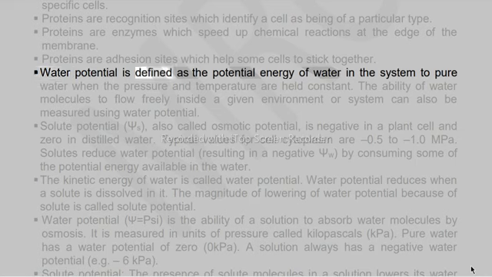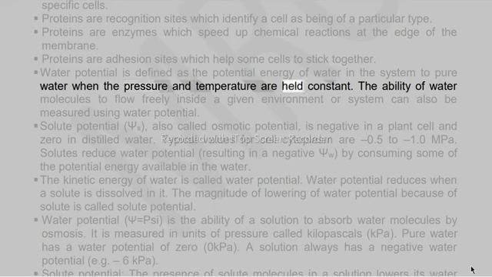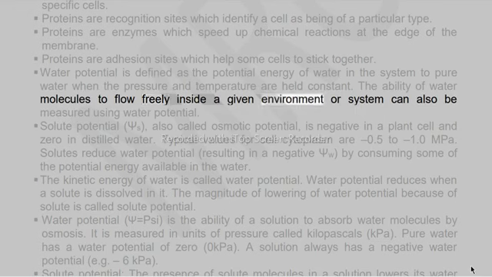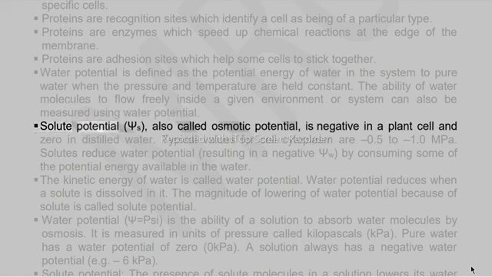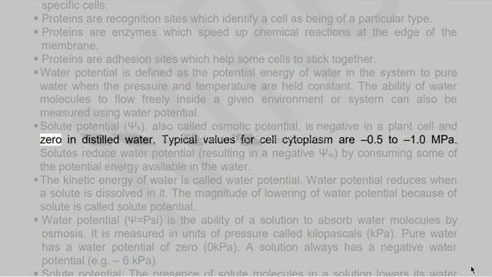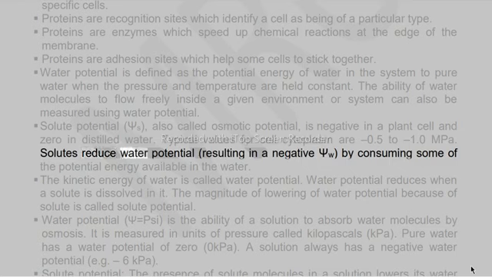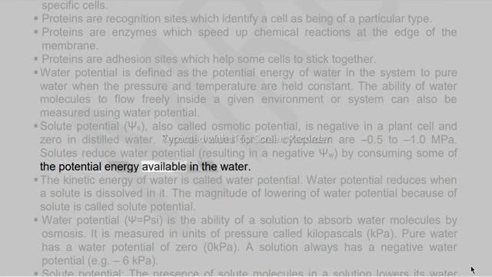Water potential is defined as the potential energy of water in the system relative to pure water when the pressure and temperature are held constant. The ability of water molecules to flow freely inside a given environment or system can also be measured using water potential. Solute potential, psi-s, also called osmotic potential, is negative in a plant cell and 0 in distilled water. Typical values for cell cytoplasm are -0.5 to -1.0 MPa. Solutes reduce water potential, resulting in a negative psi-w, by consuming some of the potential energy available in the water.